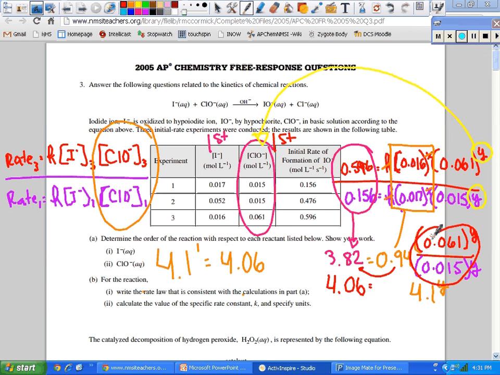And I really hope you can write a rate law. You would be shocked at how many people messed up the rate law. And let me show you why they kept messing it up. They kept writing this. Do not write this. This is what they wrote.